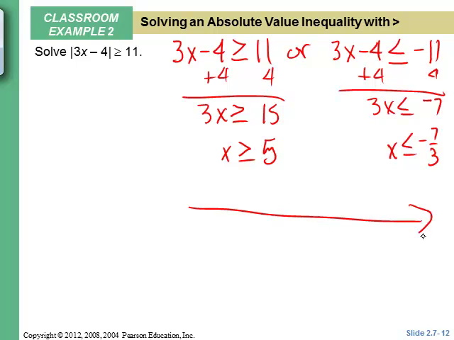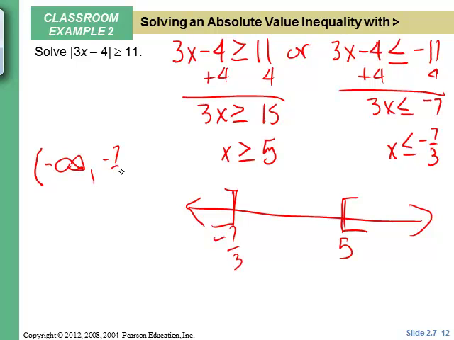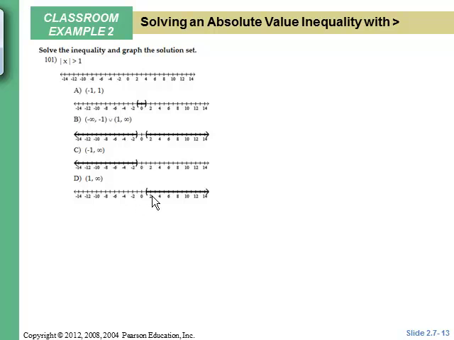Okay, so on our graph, our two critical values are at 5 and negative 7/3. X is greater than or equal to 5, or x is less than or equal to negative 7/3. So our interval notation will be negative infinity, comma, negative 7/3, bracket, union, bracket, 5, comma, infinity, close parentheses. Okay, you do this one.